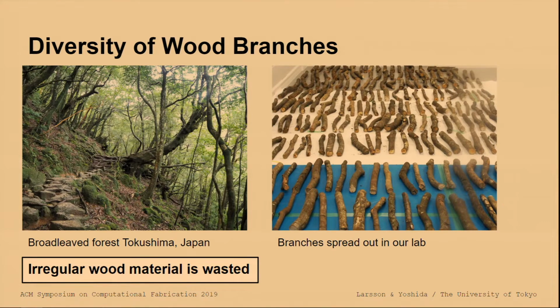We focus on curvy tree branches from the broadleaf forest. These kind of branches are usually wasted. They are just shipped and burned because it's hard to systematically use this kind of irregularly shaped material for higher value applications in construction or manufacturing.